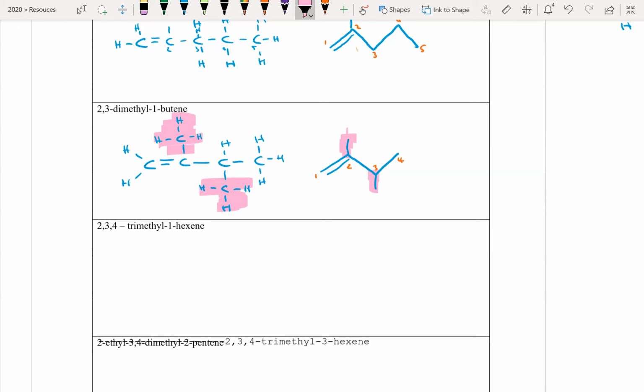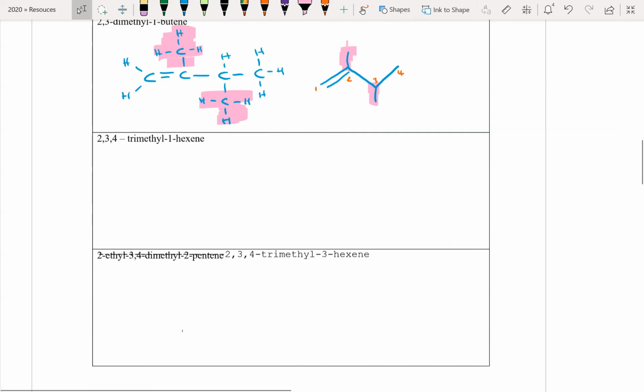Okay, let's look at trimethyl 1-hexene. 2, 3, 4, trimethyl 1-hexene. So, hexene. Let's draw that straight down the middle. Hex 1-ene, so the double bond is first. Right, now we look where our methyls go. We've got 1 at the 2. All right, sweet as.